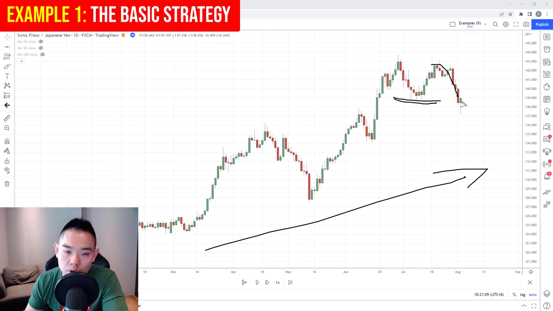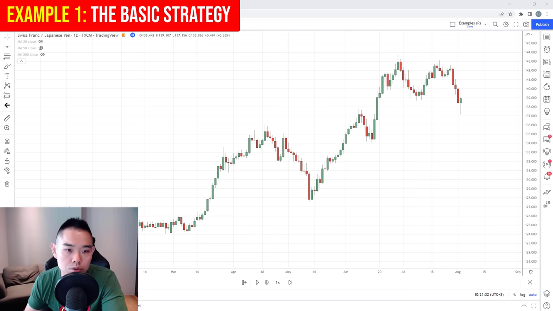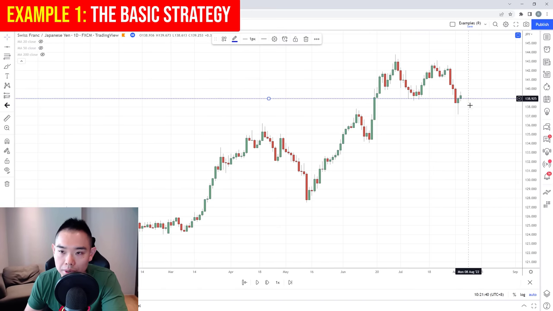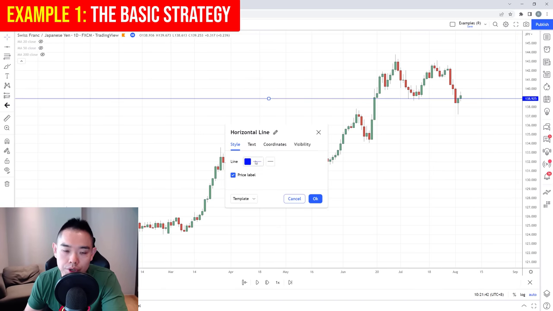And you got clues that buyers are stepping in, because the market opened over here, tried to break down lower, couldn't, but reversed eventually and closed near the highs of the day. So this tells you that buyers are stepping in. So what you can do is go long on the next candle open. Let's say the next candle open over here. This will be our entry price, the opening price. So let's change this to green to signify our entry.